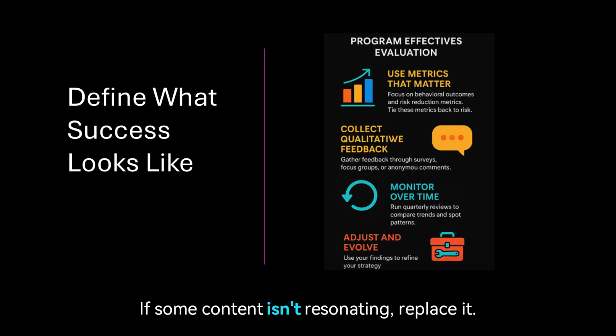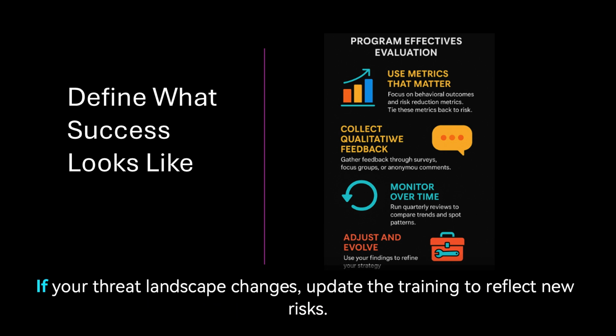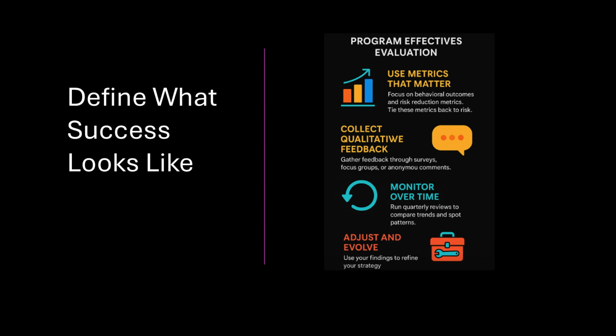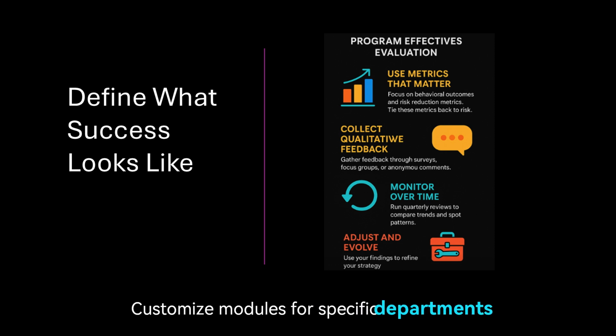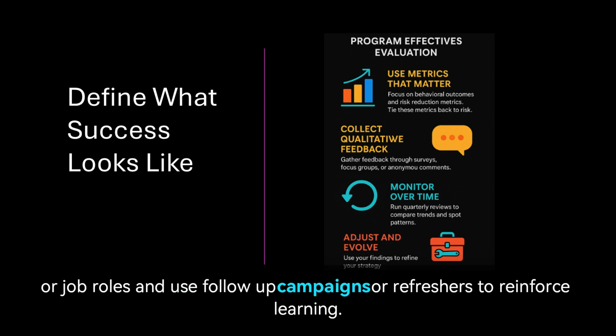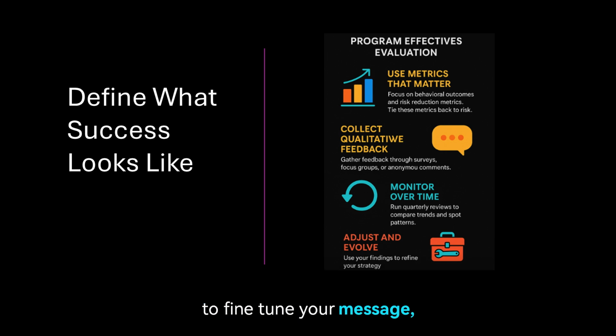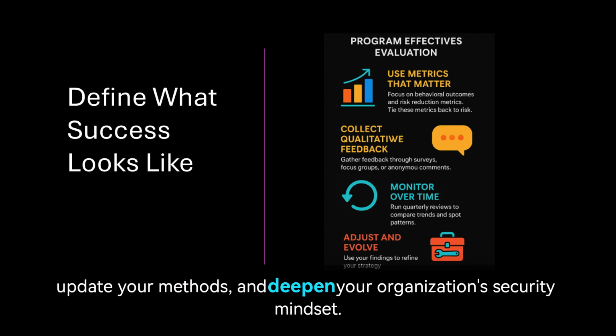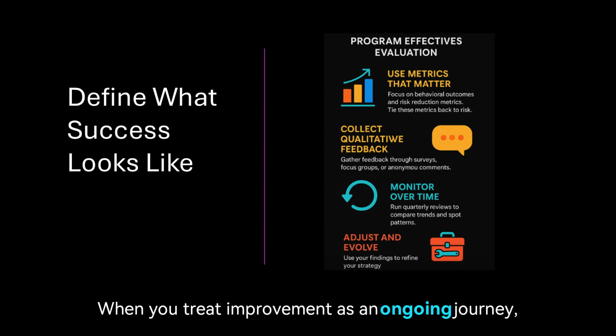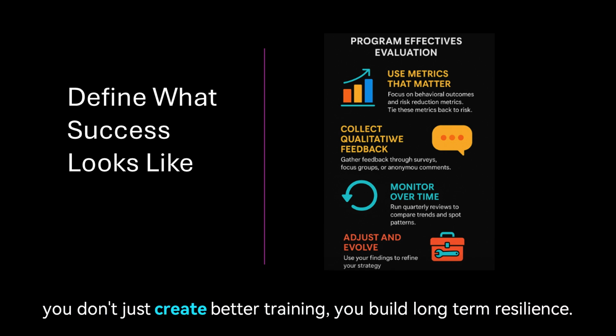If some content isn't resonating, replace it. If your threat landscape changes, update the training to reflect new risks. Customize modules for specific departments or job roles, and use follow-up campaigns or refreshers to reinforce learning. Think of this as a feedback loop. Every round of evaluation gives you the chance to fine-tune your message, update your methods, and deepen your organization's security mindset. When you treat improvement as an ongoing journey, you don't just create better training, you build long-term resilience.